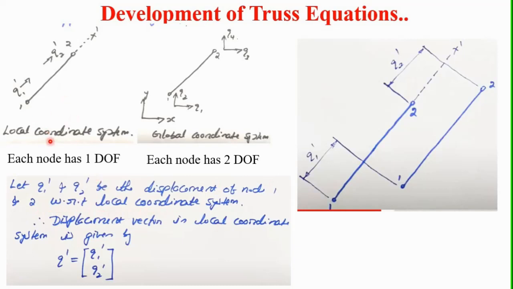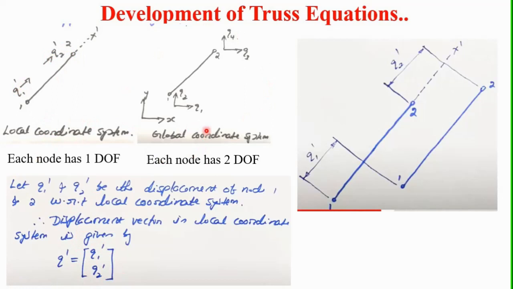Therefore, the displacement vector in the local coordinate system is given by q dash, equal to q1 dash and q2 dash. This displacement matrix is the displacement matrix in the local coordinate system.